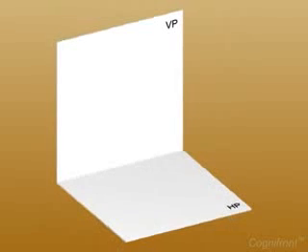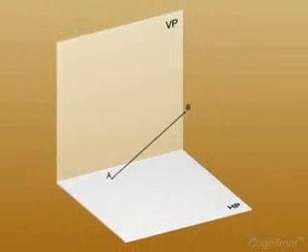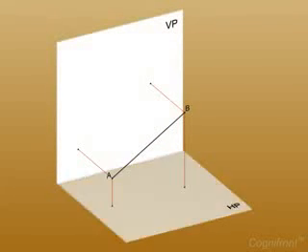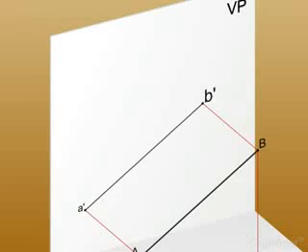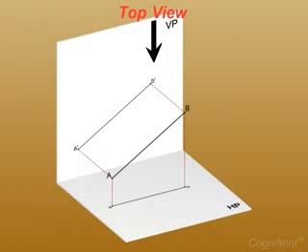Now let us take another case. A line AB is inclined to HP at an angle theta and parallel to VP at a distance of D units. Point A is H1 units above HP while the point B is H2 units above HP. Well, look at the diagram carefully. The projection of line AB onto VP and HP is line A'B' as the front view and line AB as the top view respectively.